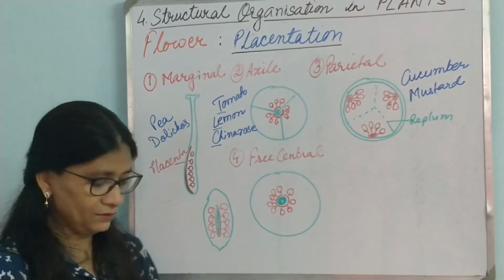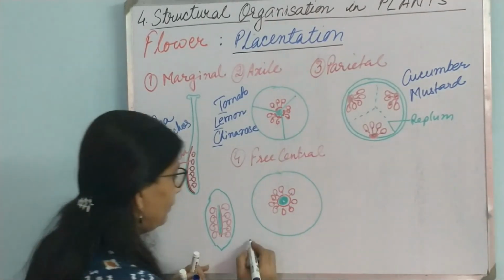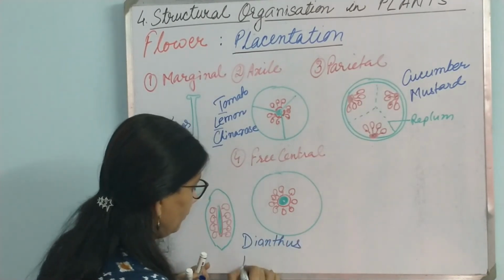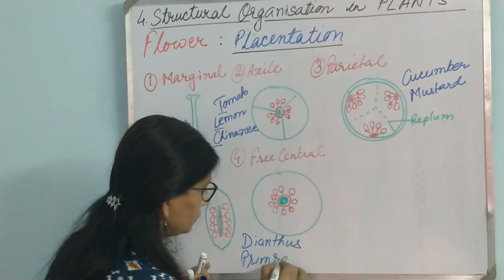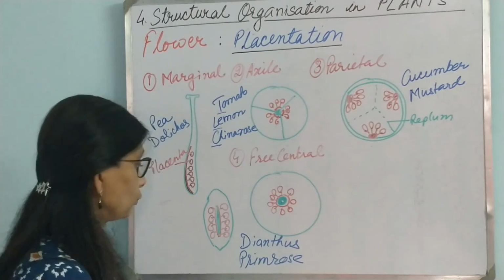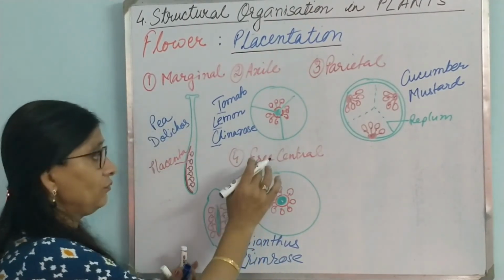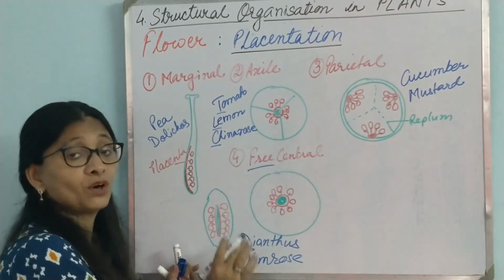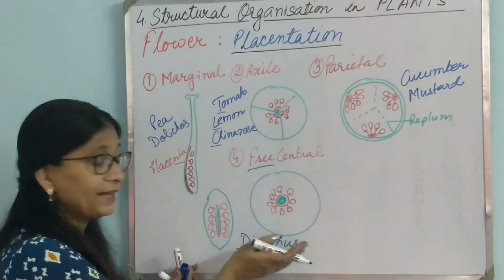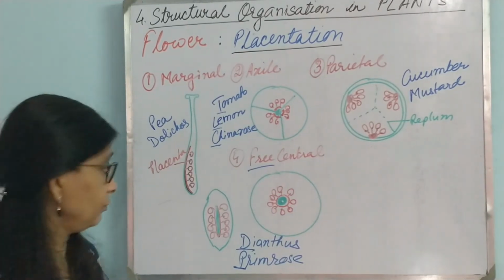Now, the example. It is very easy to remember the example of free central. The examples are dianthus and primrose. This is the evening primrose. We will come across it in other chapters also. Remember DP. You are free to select your WhatsApp DP. So remember, free central, dianthus primrose, DP. Like that you will have to make some calculation in your mind.